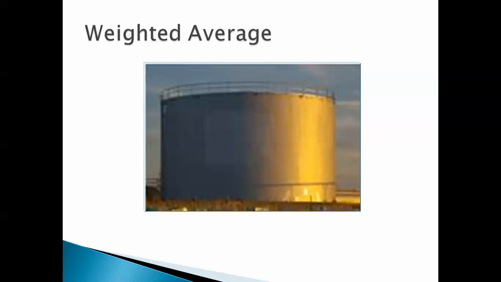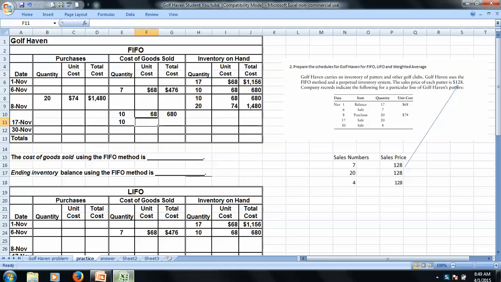I'm next going to jump out and show you the Gulf Haven problem. I'm going to delete a little bit of the data that was left over and start. In class we set up the fact that we had a company, Gulf Haven, and they carry an inventory of putters and other golf clubs. Gulf Haven uses the FIFO method. Well, I'm going to demonstrate all 3 methods for you. So Gulf Haven will be using all 3 methods to calculate what the cost of their goods sold will be and what their ending inventory balance is.